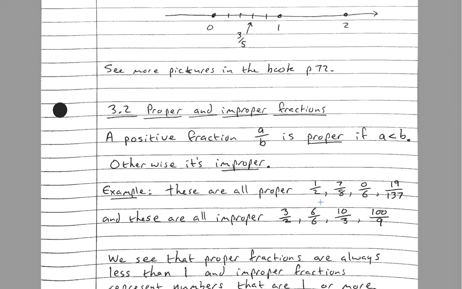So these fractions here, these are all proper. 1 is less than 2, 7 is less than 8, 0 is less than 6, and 19 is less than 137. So these are all proper fractions. But these ones down here are improper. 3 is bigger than 2. 6 is equal to 6. If they're equal, that's an improper fraction. And the tops here are bigger, so these are all improper.